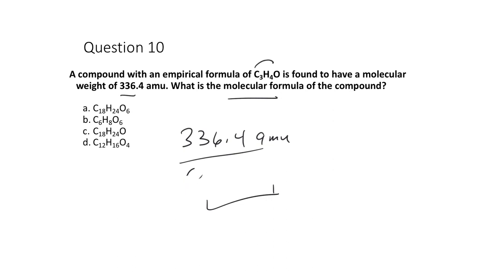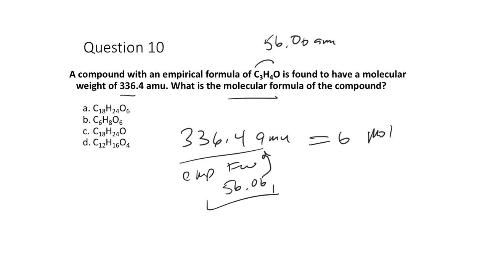My empirical formula weight is just 12.01 for the 3 carbons. So 12.01 times 3 plus 1.008 times 4 plus 16. So this formula weight here is 56.06 AMU. Now I should be able to divide this into that 336.4 number and get a whole number. The most likely reason I wouldn't get a whole number here is just a math error somewhere along the way. So I get 6, that's not 6 moles, it's just a ratio of 6.